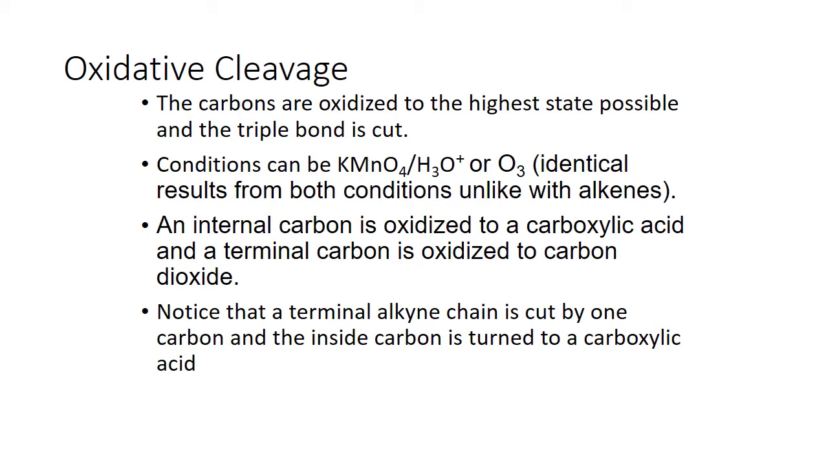Notice that if you have a terminal alkyne, you basically are taking away one carbon when you do oxidative cleavage. So if you're wanting to shorten a chain by one, it's a useful method to change the end of the chain to an alkyne and then do oxidative cleavage.